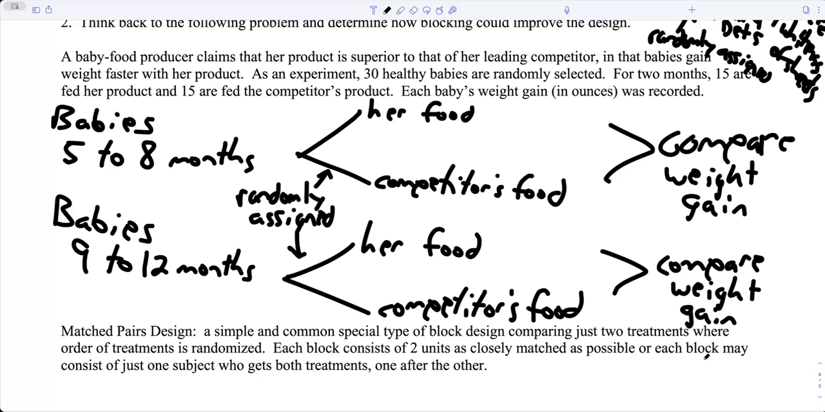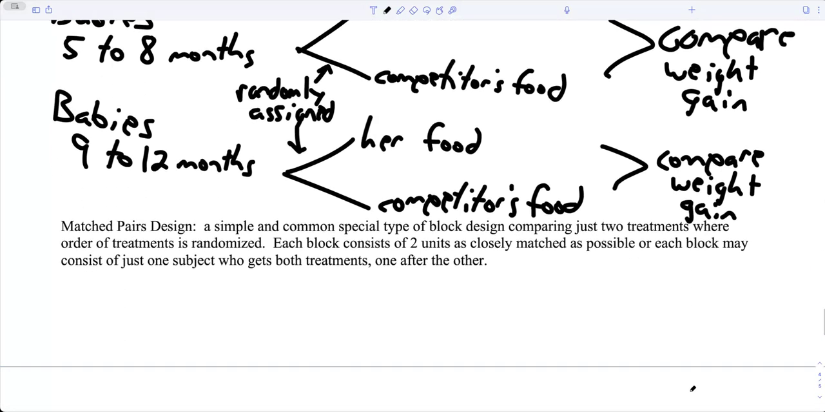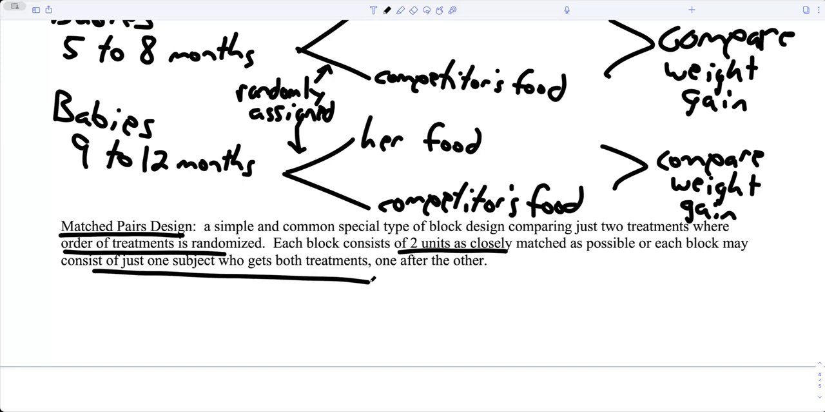Okay, there's a special type of block design. It is called a match pairs design. And so a match pairs design is a simple and common special type of block design comparing just two treatments where order of treatments is randomized. Each block consists of 2 units as closely matched as possible, or each block may consist of just one subject who gets both treatments one after the other. And so here's an example of a match pairs design.